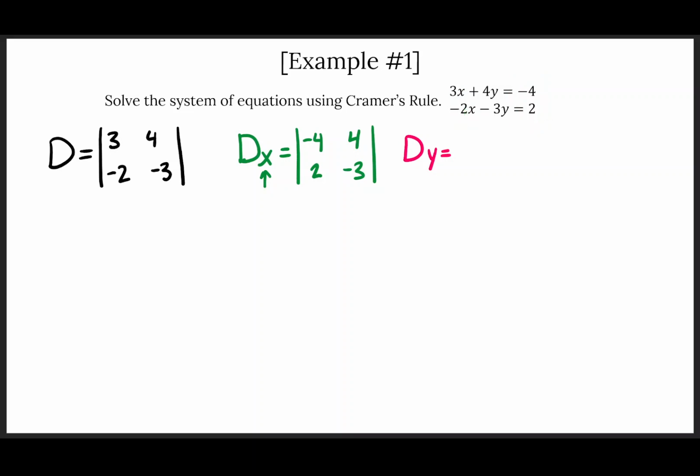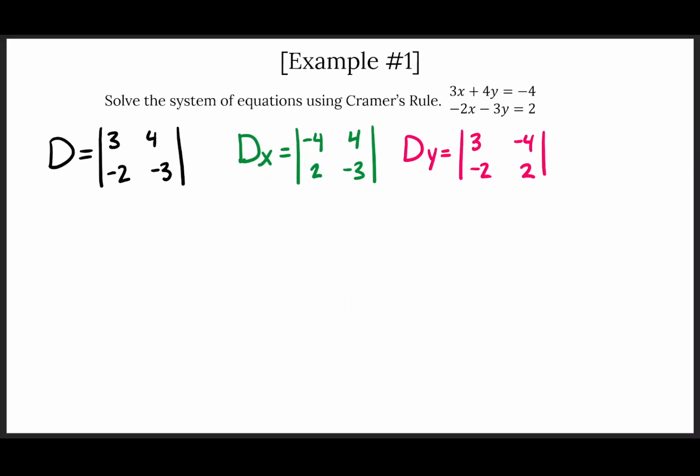I'm going to do the same thing with dy. Instead of saying 4 and -3, I'm going to use -4 and 2 again. So I will put -4 and 2 in the y column, and I'm going to keep the 3 and -2 from the original set, like that. So d, dx, dy. Finding the determinants is pretty simple.